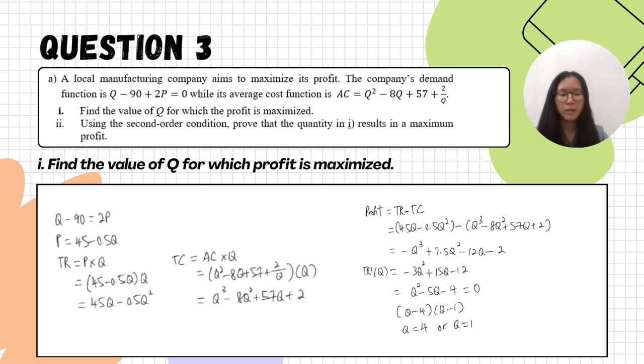Next, we take the first derivative and we get minus 3q squared plus 50q minus 12. And next we divide by 3. We get q squared minus 5q minus 4, and we let it equal 0. We got q equals 4 or q equals 1. So q equals 4 is the maximum profit.